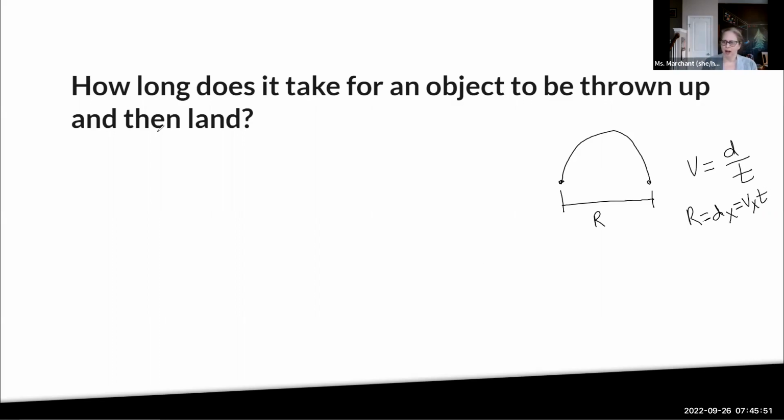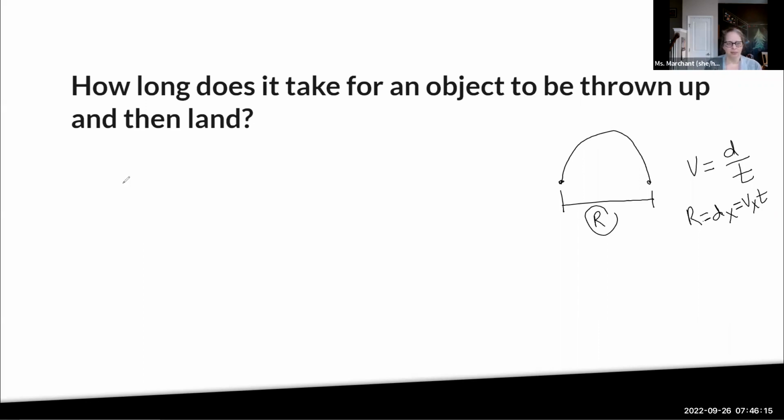So how long does it take for an object to be thrown up and come back down? We were often not given the range. If you're given the range and the initial velocity, then yeah, that's how you can figure it out. But in these ones, we did not get that at all through these practice problems. So how else can I find the time?